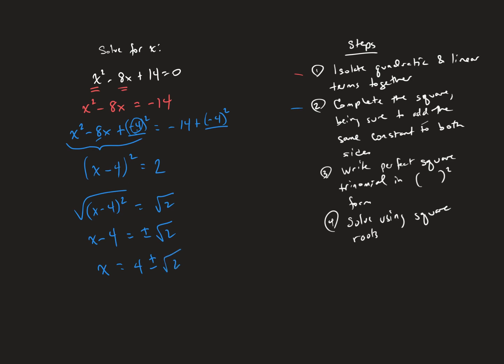Now, if I were looking for the exact form, I would try to make sure that square root is simplified as much as it possibly can be, and it is. If I were looking for decimal approximation, I would plug this into my calculator and get those decimals back. But that's the process of solving by completing the square.